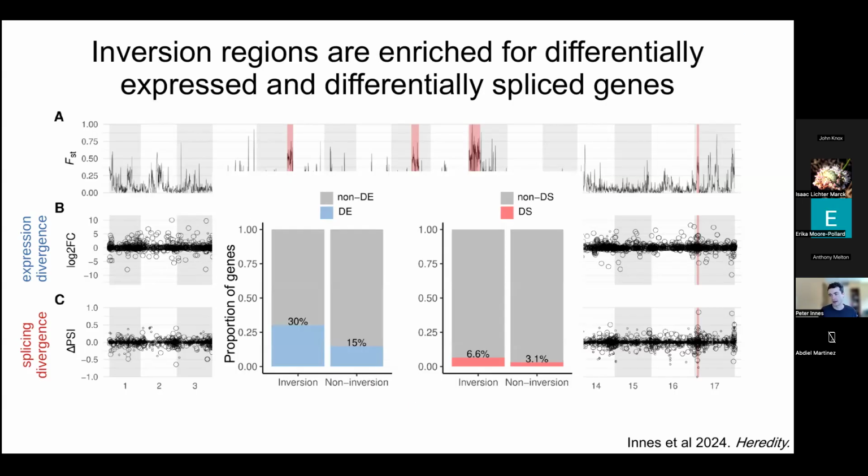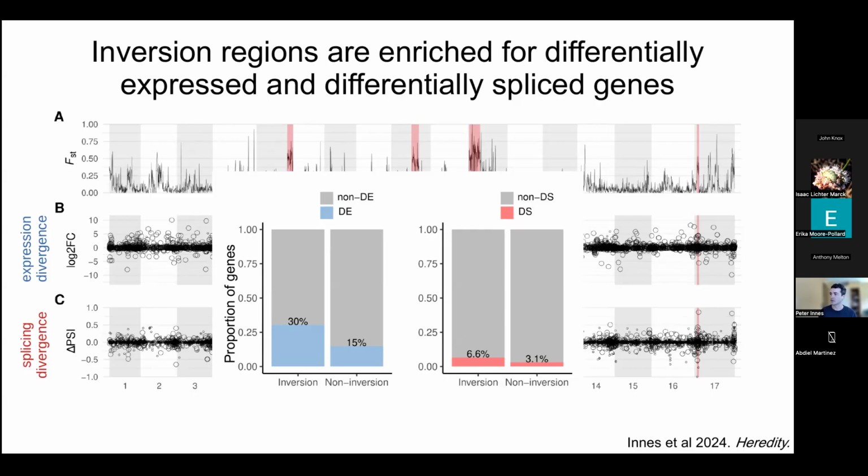So for genes inside inversions, they're more than twice as likely to be differentially expressed or differentially spliced compared to genes outside the inversions. So this suggests that structural variation in the form of inversions is having a significant impact on multiple regulatory mechanisms.